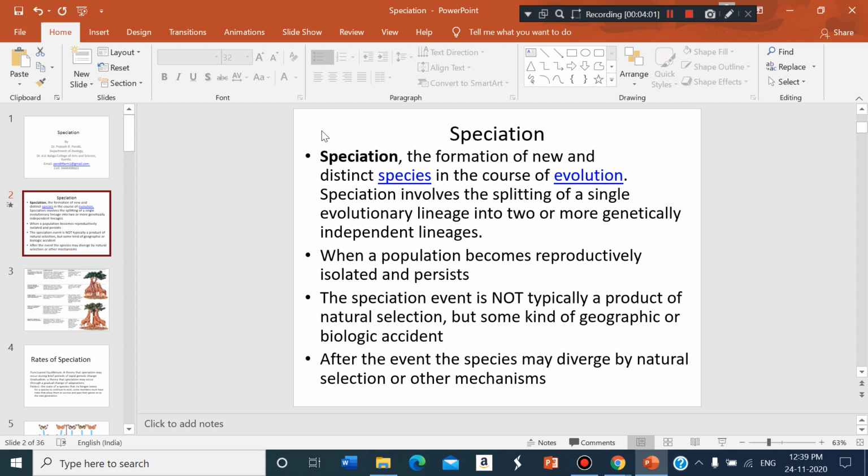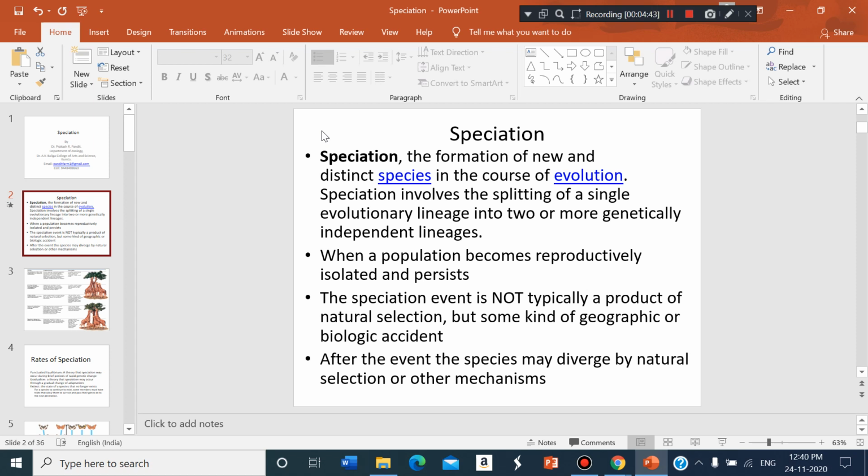Then we can say that a new species has taken birth. This speciation event is not typically a product of natural selection. Natural selection is not the only force responsible for speciation, but most of the time it is a geographic and biological accident, we call it. How and why new species are formed, we don't know. It's an accident. Through some kind of geographic and biological accident, the new species are formed.